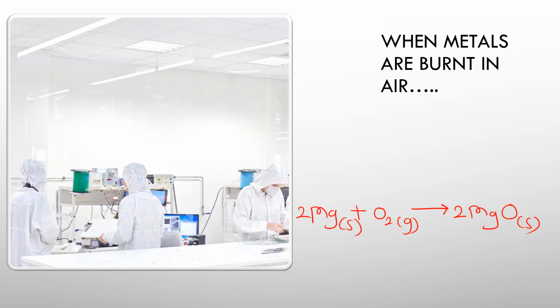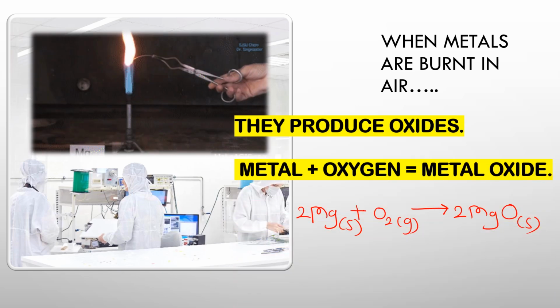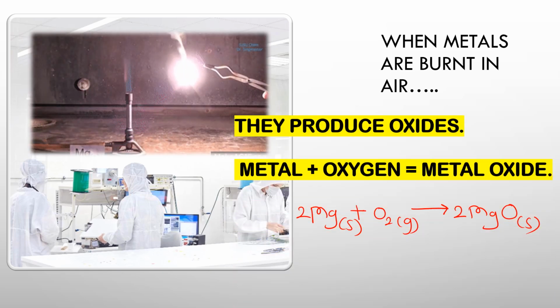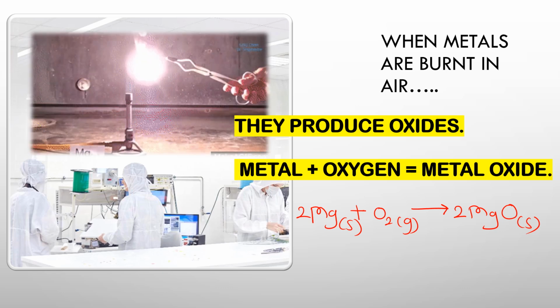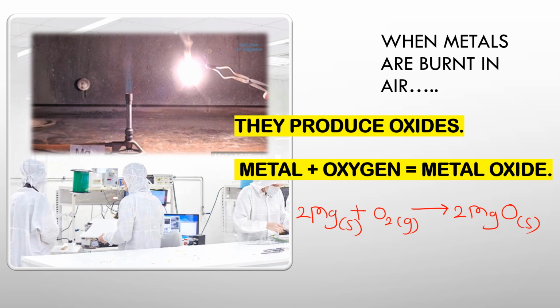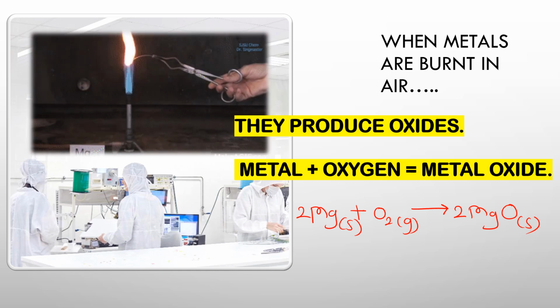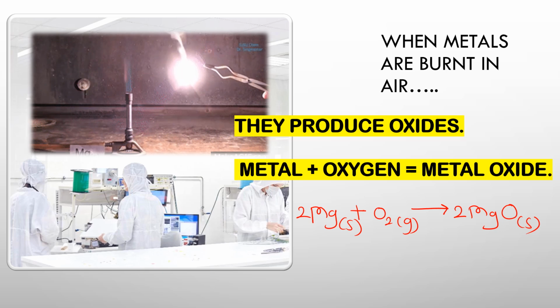While understanding the chemical properties of metals, we have the first situation here. When metals are burned in air, what happens? Actually we are getting oxides. They produce oxides when they are burned in the air. Here you can see on the screen a picture of a magnesium ribbon burning, right? And we are getting a dazzling white flame of magnesium oxide.